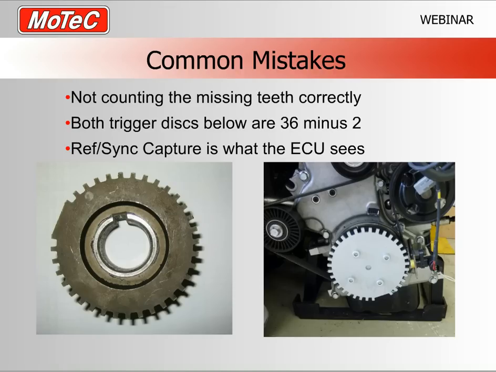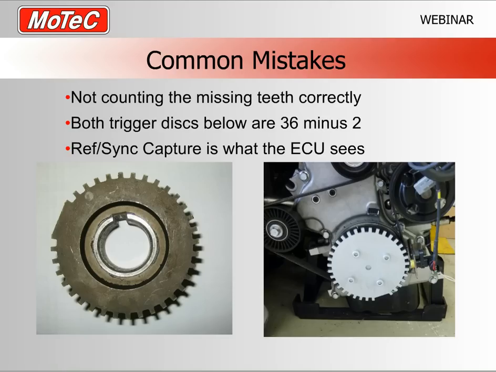Another common mistake, this is a bit of a practicality thing. What I find quite a few people do is they'll actually look at the physical crank teeth and count them. Now, on the left there, we have a fairly typical Toyota crank trigger, and on the right, we have one that we actually made up here. Notice that on the right, it kind of looks like we've actually cut 2 teeth off that originally were there. And on the left, it looks like they've cast in one big long tooth.